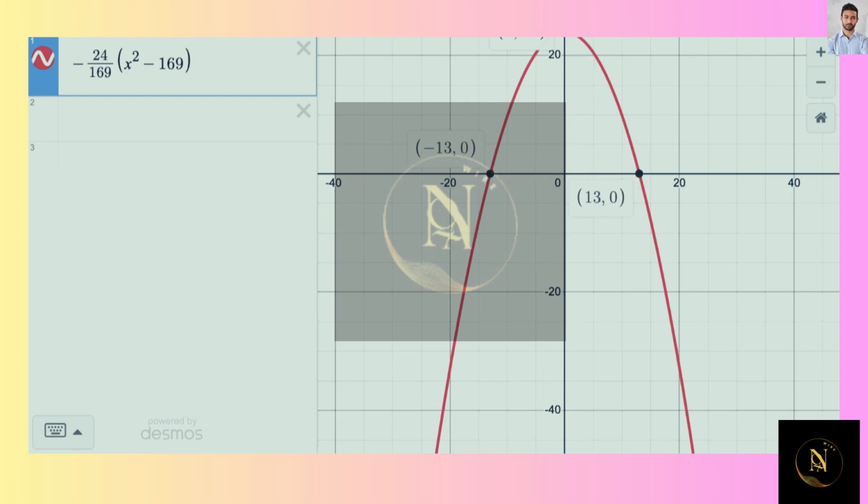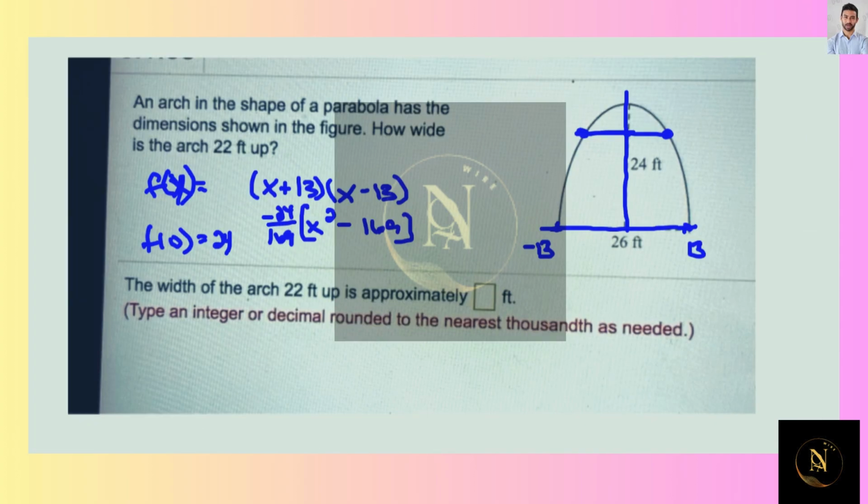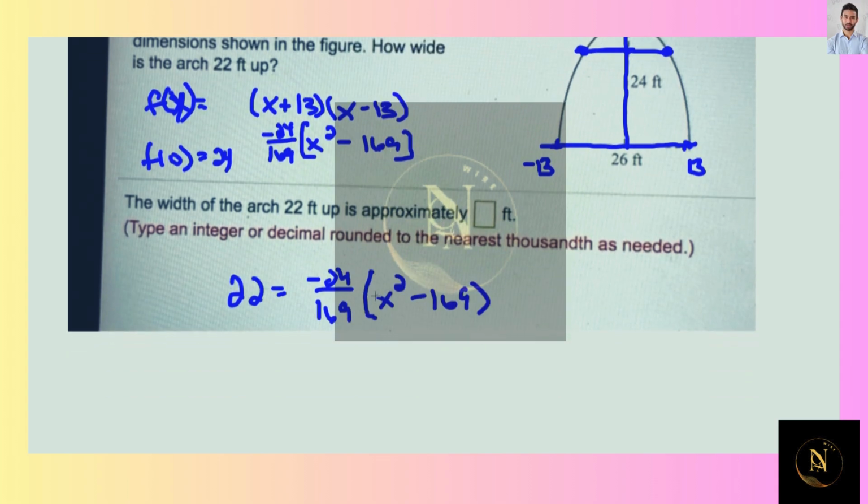Now, with that formula, algebraically, if we want to know when it is going to be equal to 22, we could solve this equation for x by dividing and finding the solutions, and then finding the difference between the solutions.